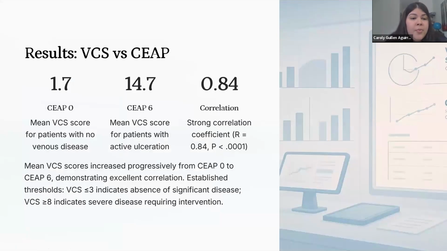So the results: there was a mean VCSS score for patients with no venous disease, CEAP 0, of 1.7, 14.7 for patients with active ulceration, and a 0.84 correlation, a strong correlation between these two. So this means that the VCSS scores increase progressively from CEAP 0 to CEAP 6, demonstrating excellent correlation between the CEAP and the VCSS scores.